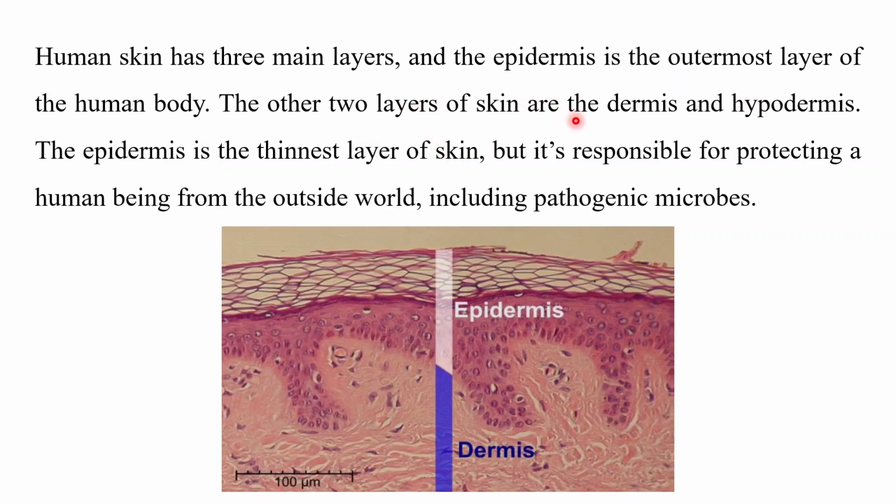The other two layers of the skin are the dermis and hypodermis. Epidermis is the thinnest layer of the skin, but it's responsible for protecting a human being from the outside world, including pathogenic microbes. So basically our skin acts like a barrier for any pathogen to enter.